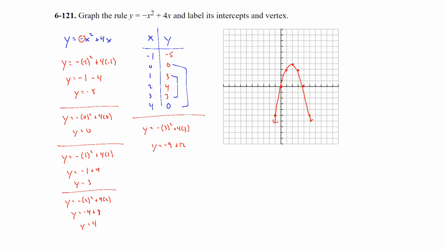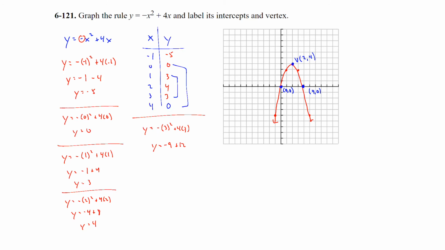We also want to label its intercepts and vertex. So the vertex is the max or min point. In this case, it's the maximum point. So your vertex is at 2, 4. Your x-intercept, one of them is at 4, 0. Another x-intercept is at 0, 0. And this also represents your y-intercept.